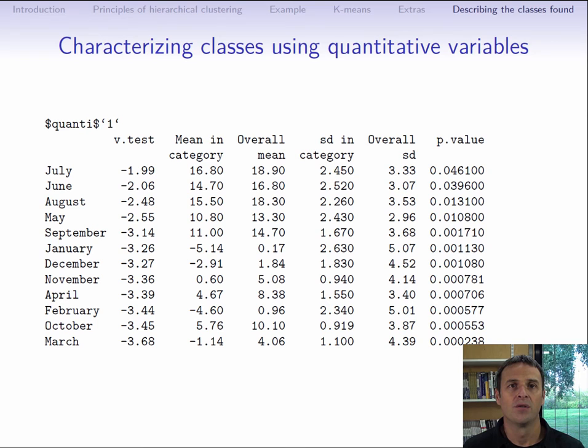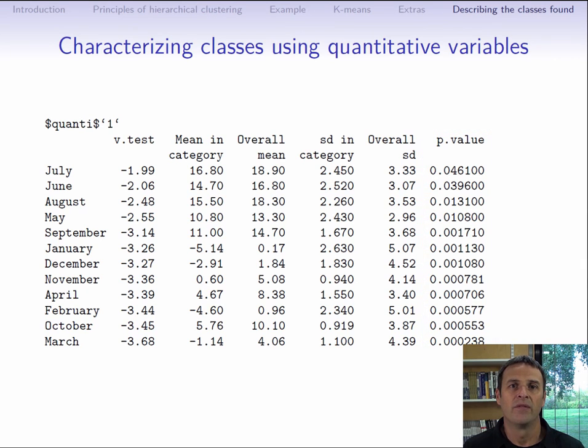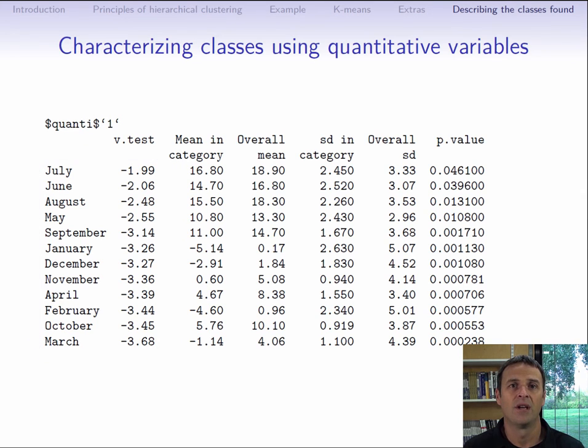The last column shows the p-value associated with the test for whether the data follows a Gaussian distribution. We see that there are lots of very small p-values, so this class of cities is characterized by many of the month variables. All of the test statistics are negative, signaling that the values taken by individuals in this class are smaller than those of individuals in general. And obviously this is true. These are cities where it's cold most of the year.